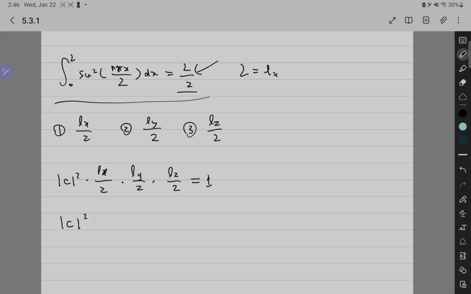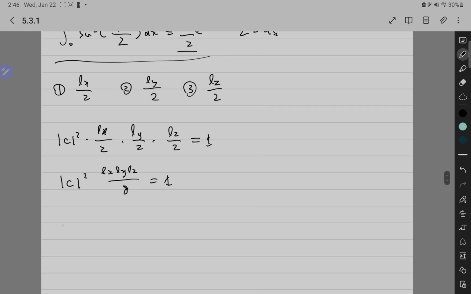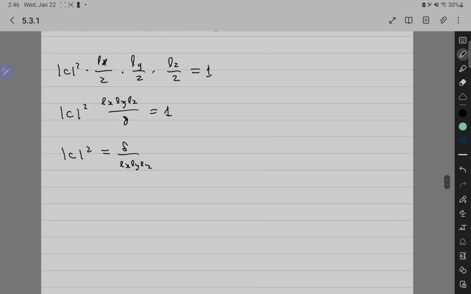Further simplifying, c squared times Lx Ly Lz over 2 times 2 times 2, so 2 to the power of 3 is 8, is equal to 1. And our c squared is equal to 8 over Lx Ly Lz, right? So therefore our c is just going to be the square root of 8 over Lx Ly Lz.